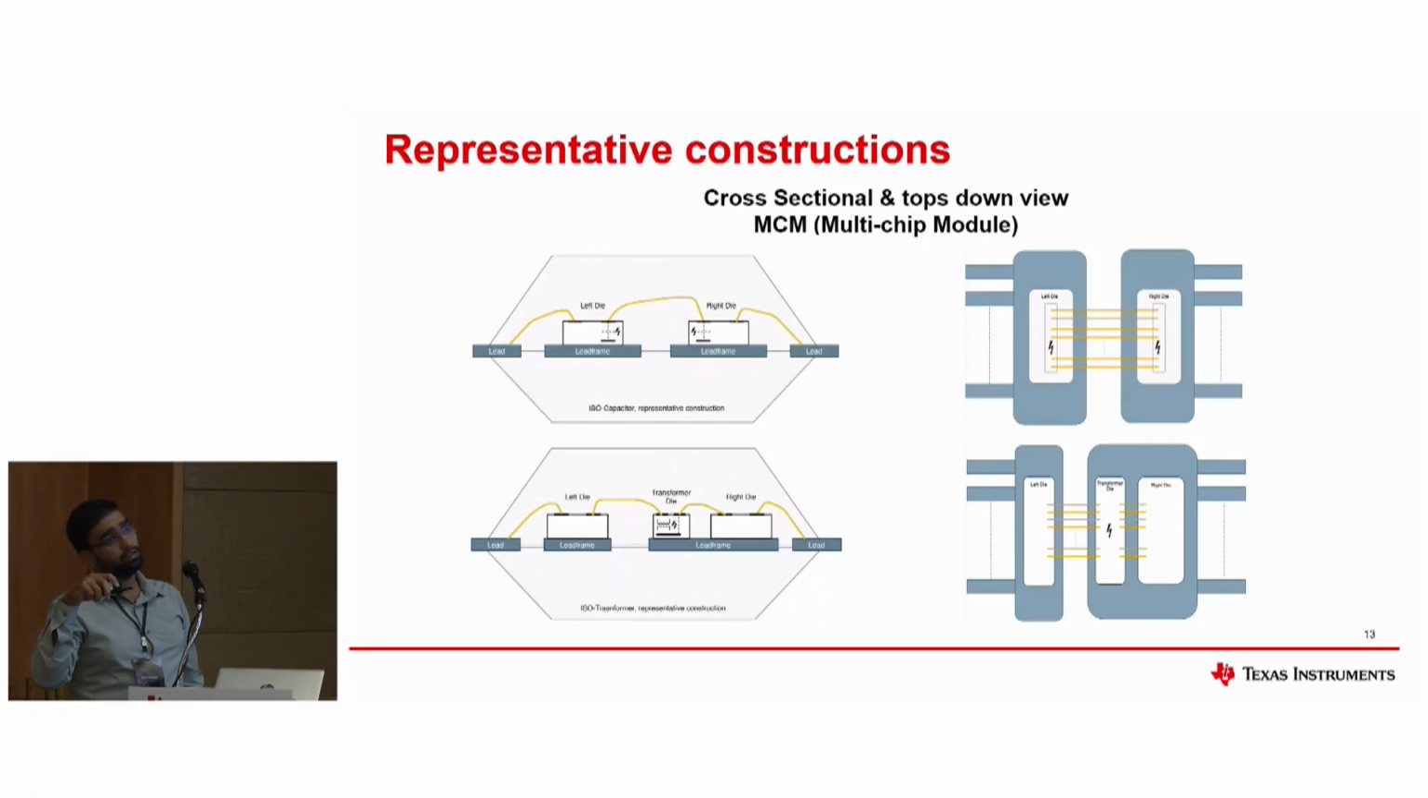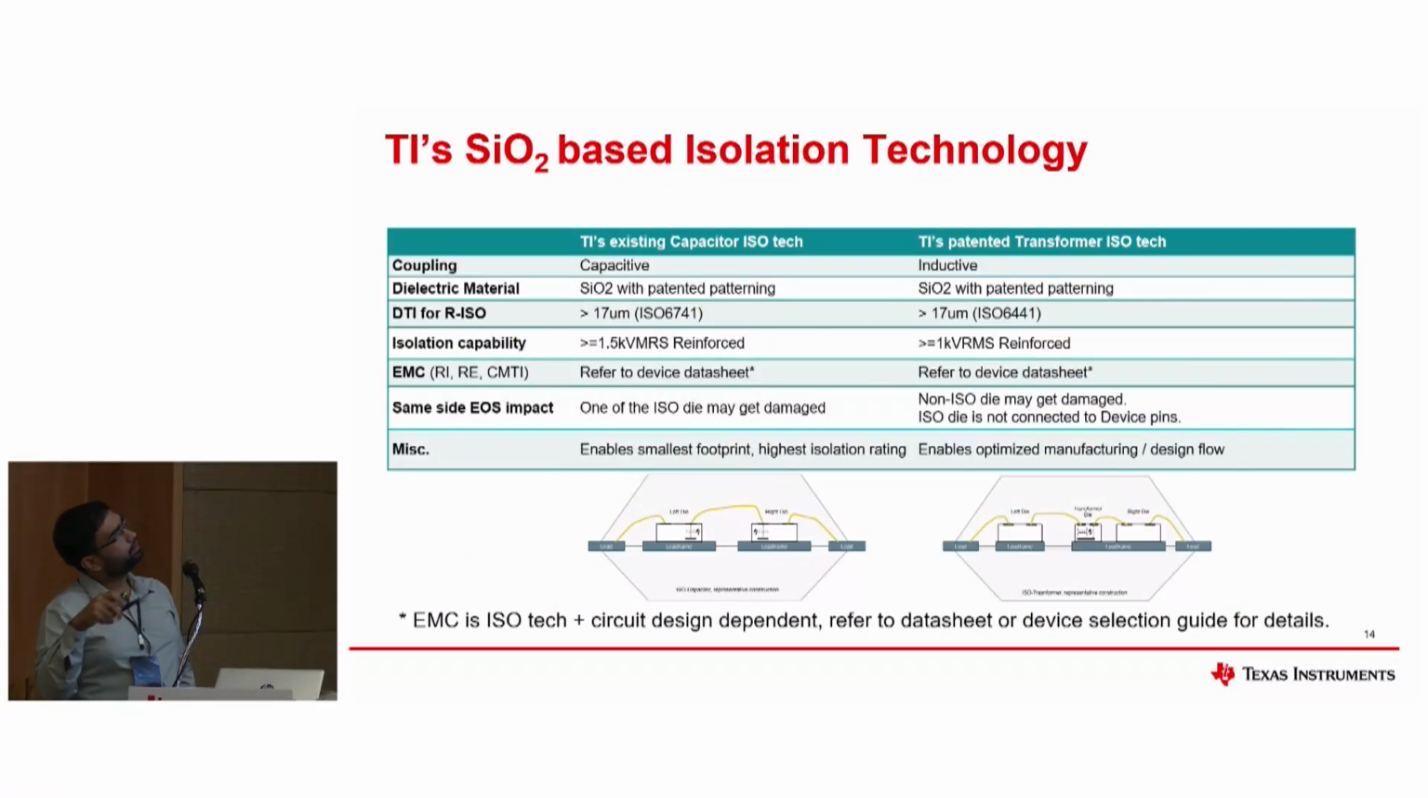Now, with the transformer technology, what we have achieved is we have been able to bring the isolation die out of the communication dies. Earlier, it used to be a part of the communication die. So this is the difference. If you see, this lightning here defines where the high voltage technology is residing inside the multi-chip module. This is a quick comparison for both.